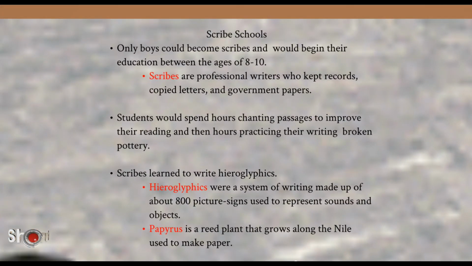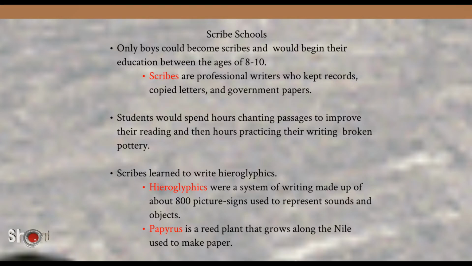Scribe schools. Only boys could become scribes, and would begin their education between the ages of 8 through 10. Scribes are professional writers who kept records, copied letters, and government papers. Students would spend hours chanting passages to improve their reading, and then hours practicing their writing on broken pottery.